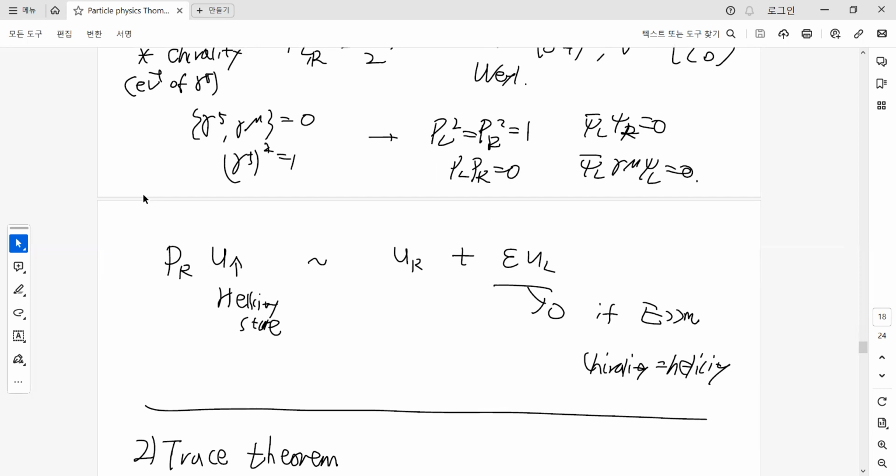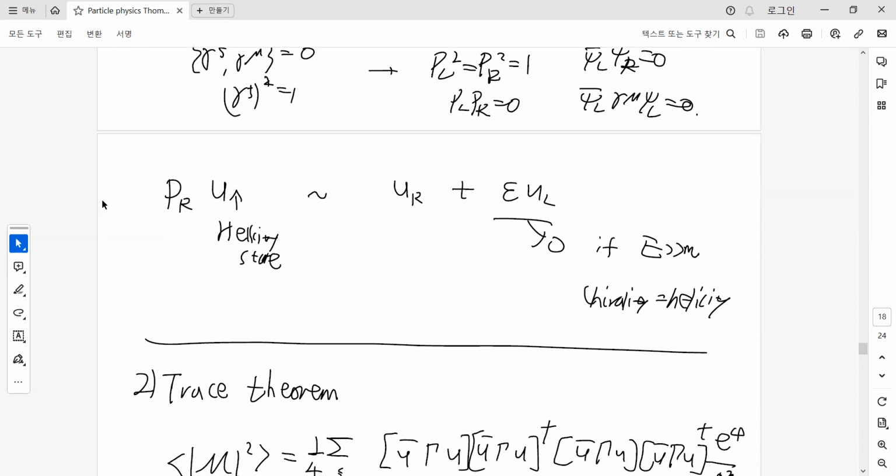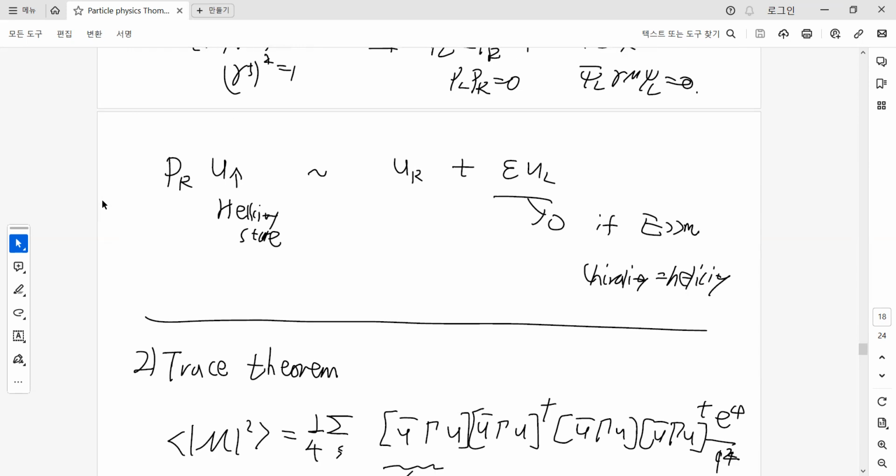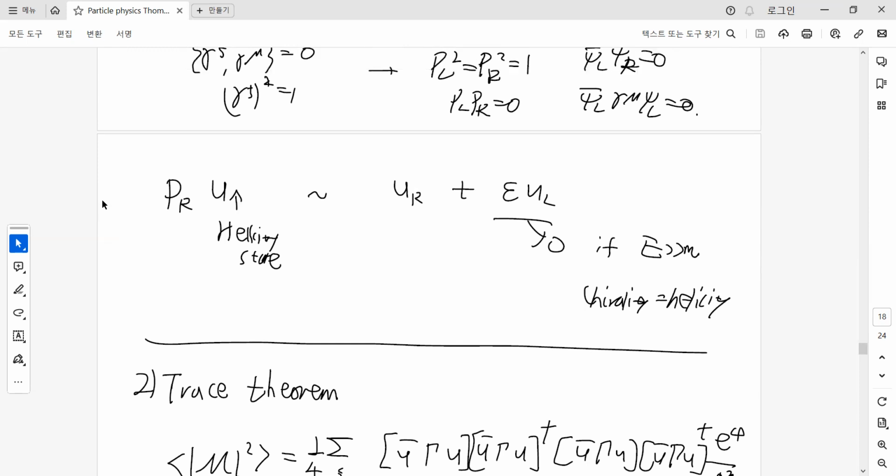And maybe in the next video we will talk about the trace theorem as one of the very useful techniques to obtain the energy dependence of the cross sections in scattering by using the spin summations, and we have already derived the spin summations for the fermion states. And maybe later we talk about the trace theorem to obtain the unpolarized spin average of the squared amplitude.